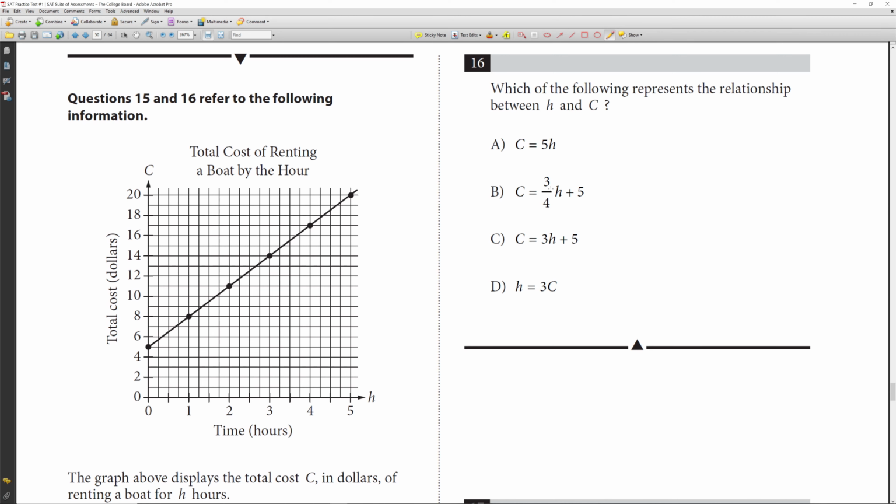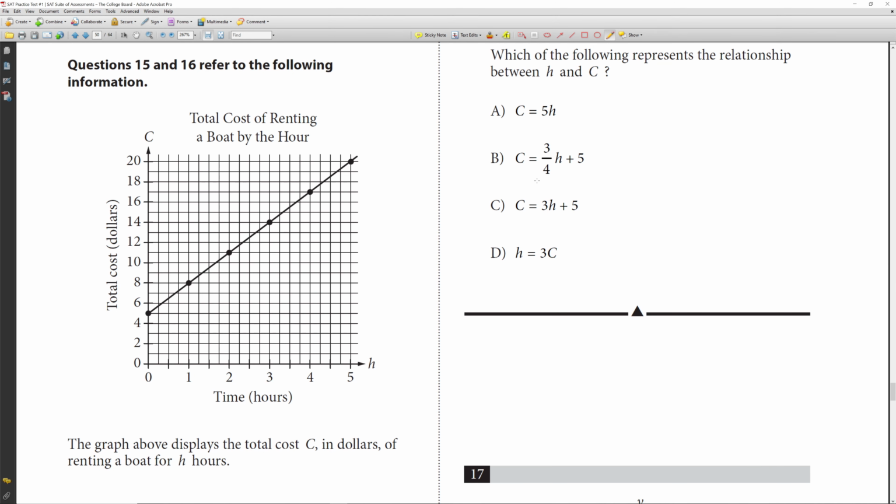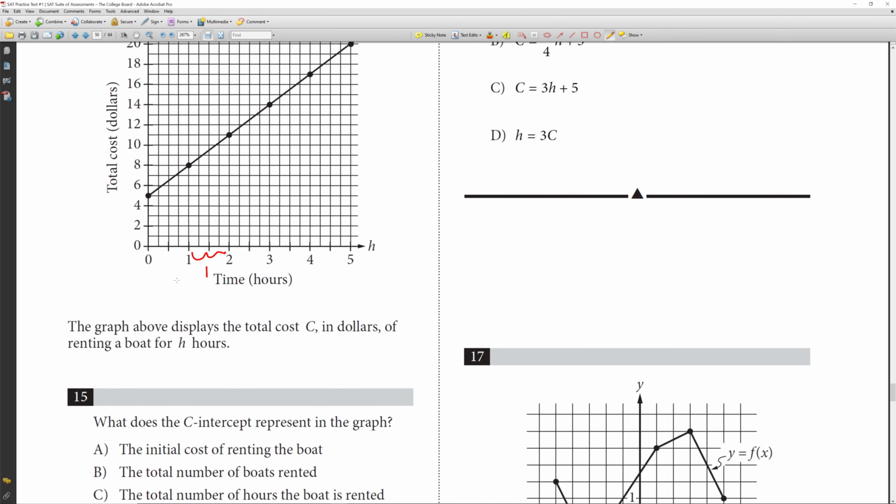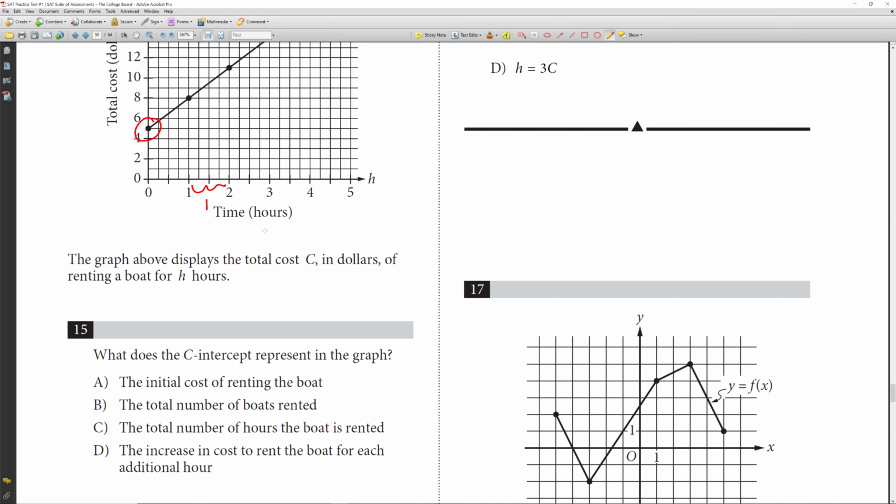Number 15. Questions 15 refer to the following information. I'm given a graph. The graph above displays the total cost C in dollars of renting a boat for H hours. So it looks like this is a linear graph. So it looks like each box is 1, but here each 4 boxes is 1. What does the C-intercept represent in the graph? So the C-intercept is the total cost, which is over here, so that means if you don't spend any hours on the boat, you still have to pay C, which means C is the initial cost of renting the boat. It literally says initial cost. The answer is A. So in reality, this is a 10-second problem.